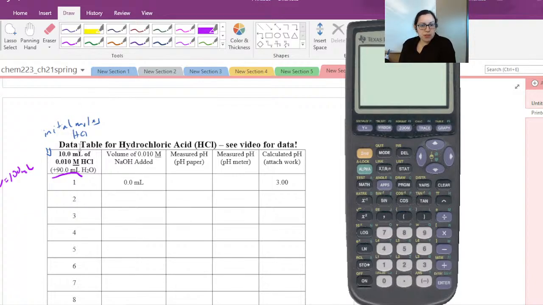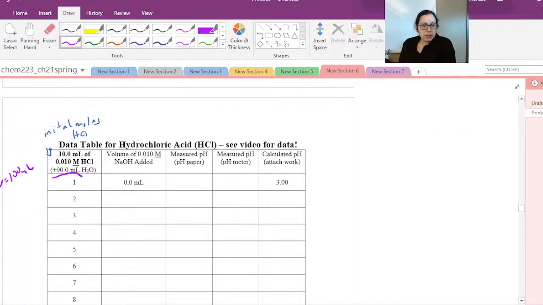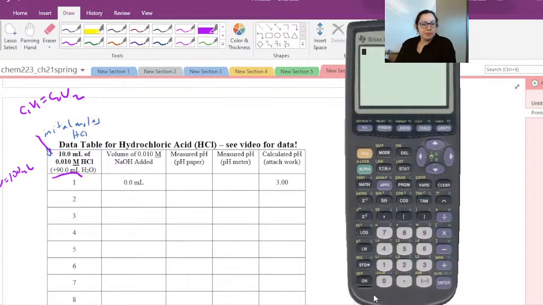So for this initial one, we could do, since we're just doing a dilution, C1V1 equals C2V2 is probably the fastest way to recalculate our molarity. So 10 mils of a 0.01 solution, and then now I have 100 mils though. So that means we have a 0.001 molarity.